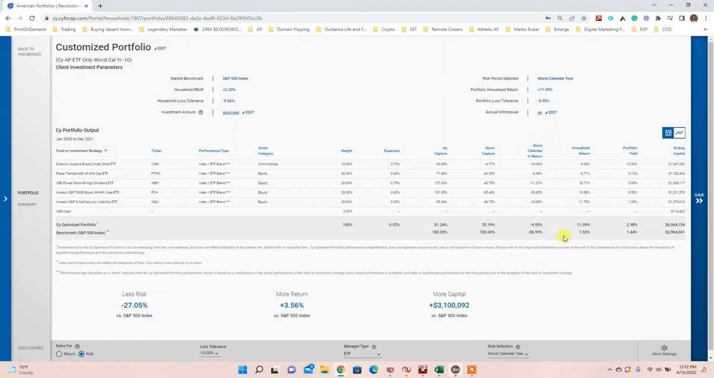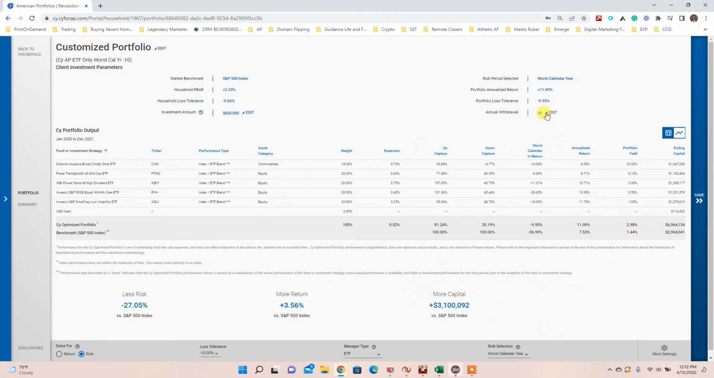Worst calendar year return, 10% is our tolerance, so that's what we created the portfolio around. If you look at the overall S&P, you're looking at 37% as the worst calendar year return. Annualized return, you're looking at 11% with this portfolio versus 7.5% with the S&P. And these sections here are phenomenal and powerful. You're going to take on 27% less risk and 3.5% more return. And at the end of the day, when you retire, you should have $3.1 million more in capital based on this analysis.